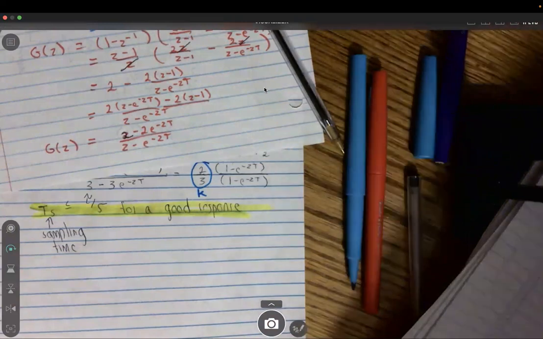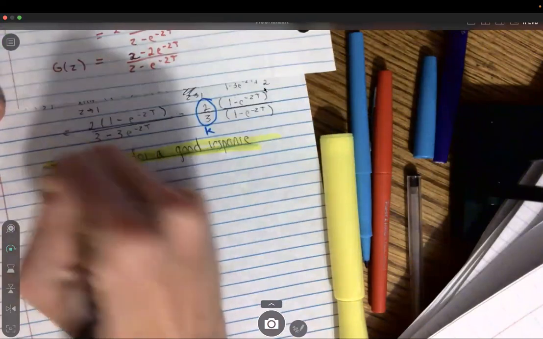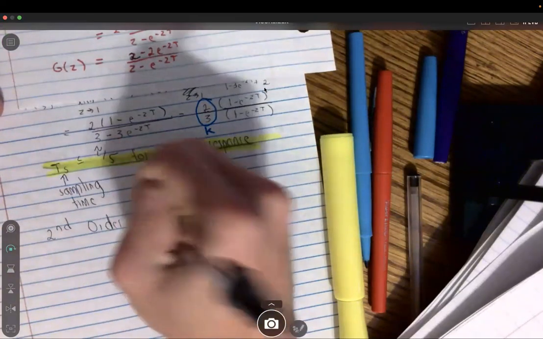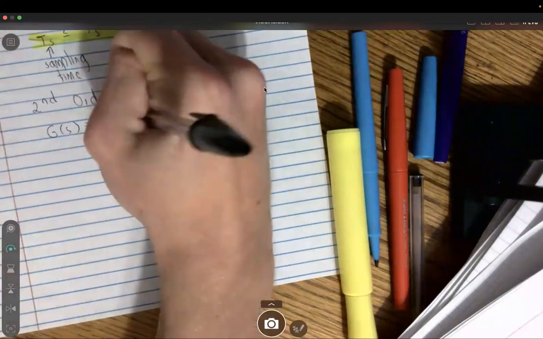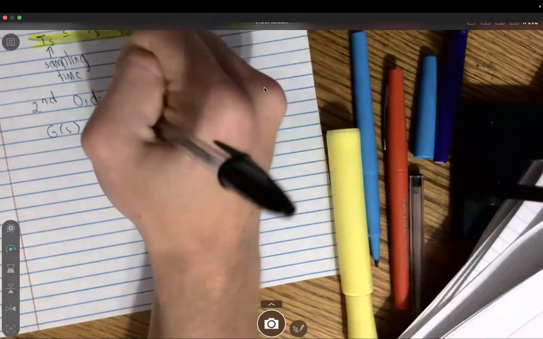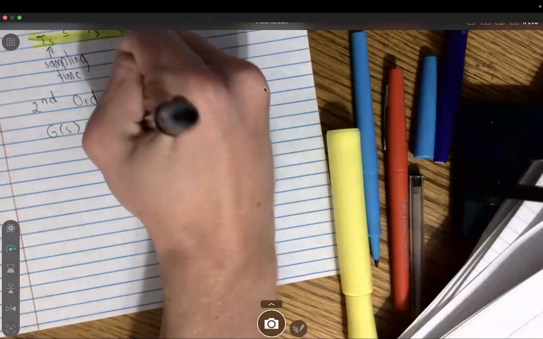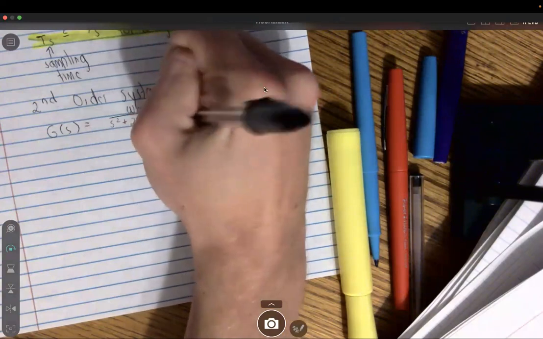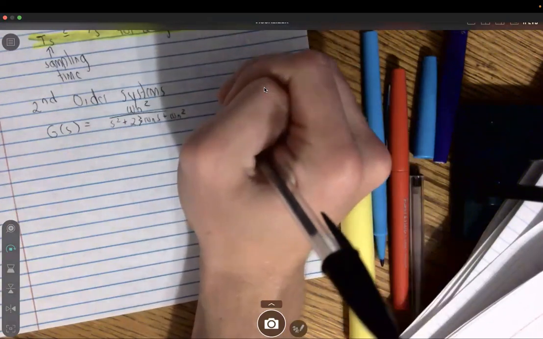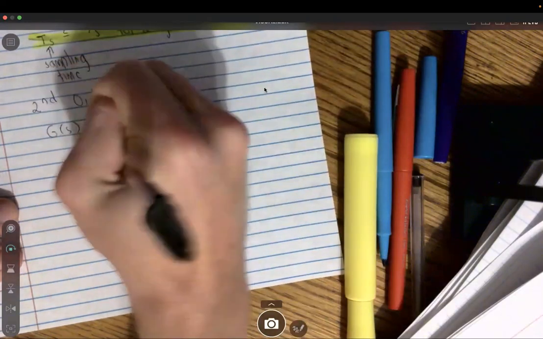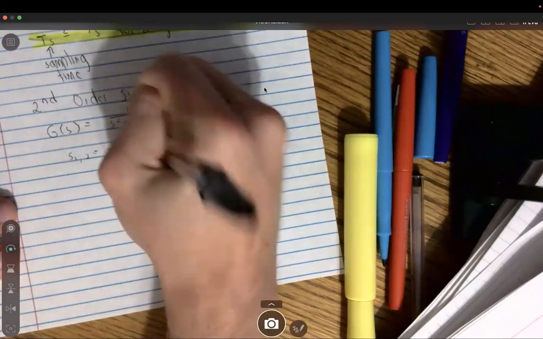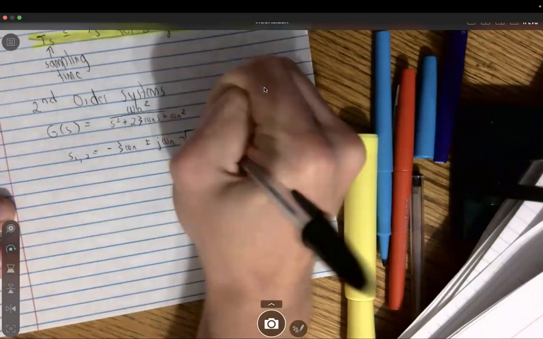We're going to move on to second orders, and they're very similar. For second order systems, we're going to have the following, where g of s is equal to omega n squared all over s squared plus 2 zeta omega n s plus omega n squared. What we're going to see here is the poles of our systems. Remember, they're equal to negative zeta omega n plus or minus j omega n square root of 1 minus zeta squared.